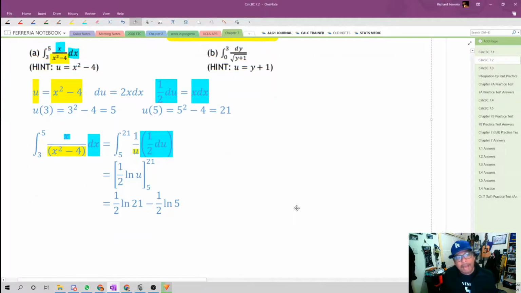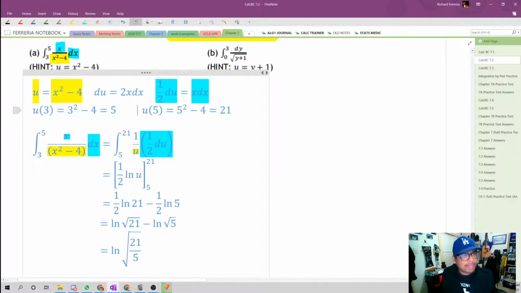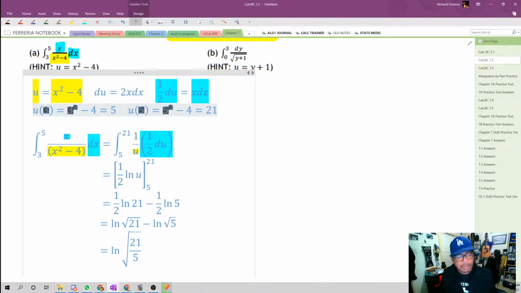We get 1/2 the natural log of 21 minus 1/2 the natural log of 5. Using some log properties, we have the natural log of the square root of 21 minus the natural log of the square root of 5. Then using even more log properties, this is the natural log of the square root of 21 over 5. The total substitution here definitely made things easier. I didn't have to go backwards and do all of the arithmetic from substitution.